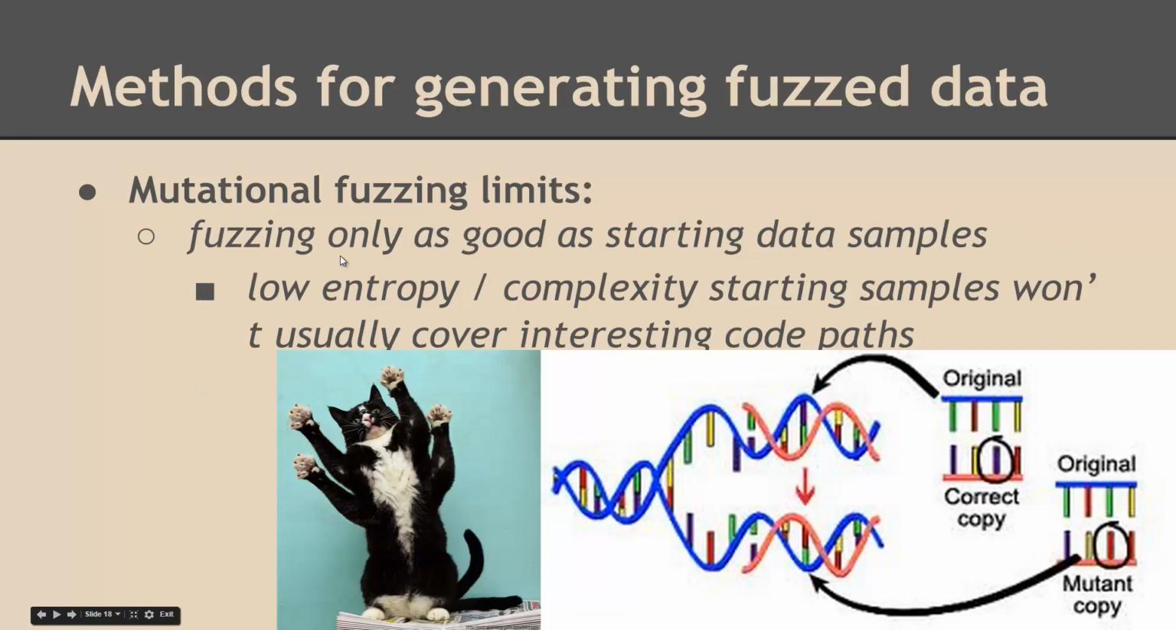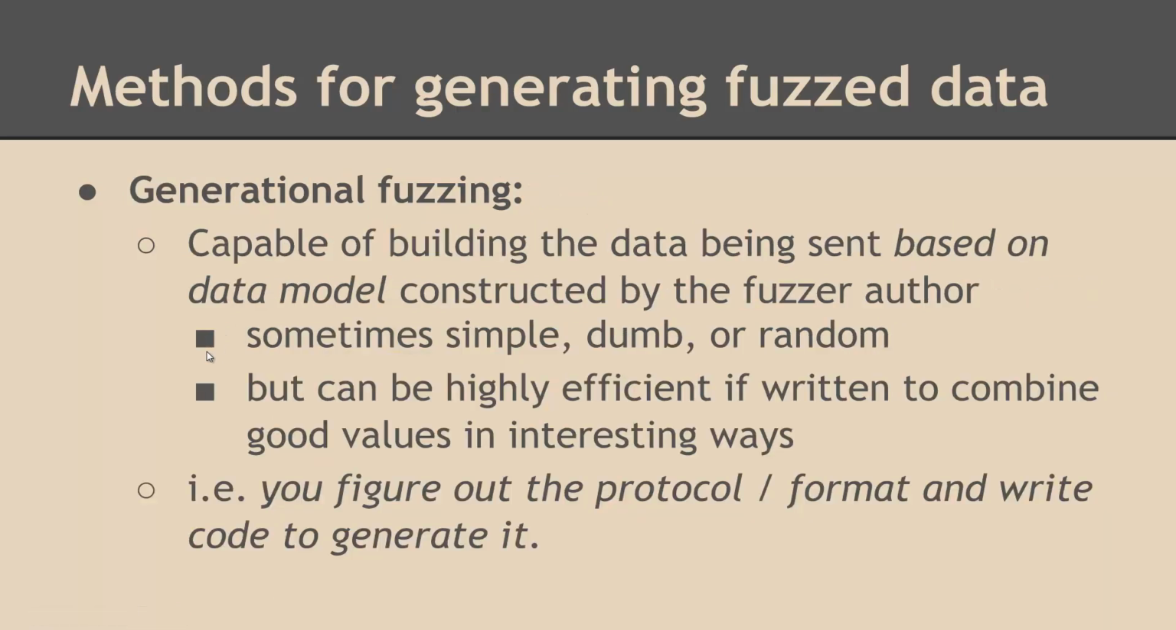So, if you have a poor corpus that has low entropy in terms of the possible feature set that could be captured by all of the possible corpuses or input files for the application, you probably won't cover really interesting code paths. The next strategy at a high level is generational fuzzing, or model-based fuzzing.